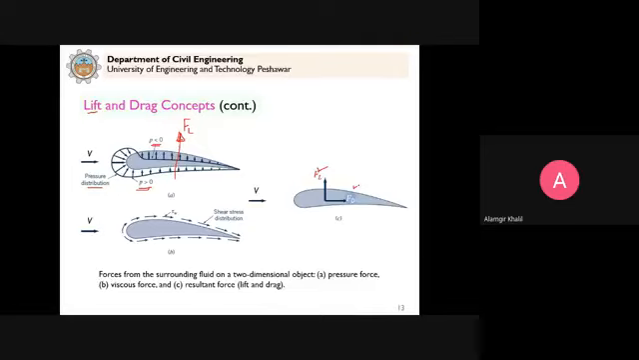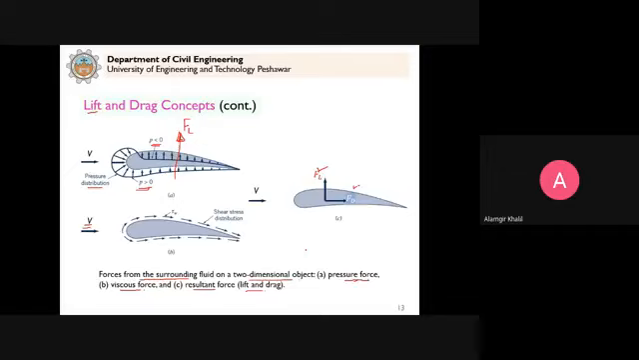And this drag force is due to the shear stresses which are generated. Clear? As you can see here, when this fluid moves past this object, what will happen? We already studied that it will create shear stress on the surface of the body. Clear? So forces from the surrounding fluid on a two-dimensional object: we have the pressure force, clear, and viscous force, and the resultant force, lift and drag.